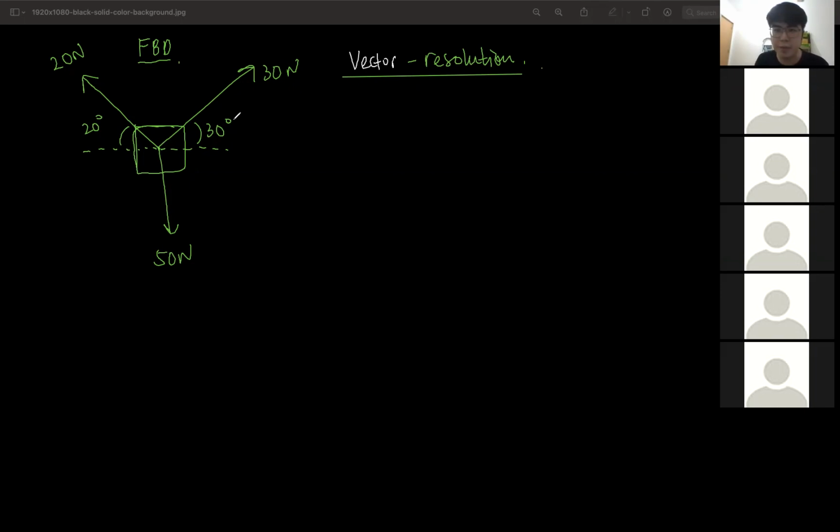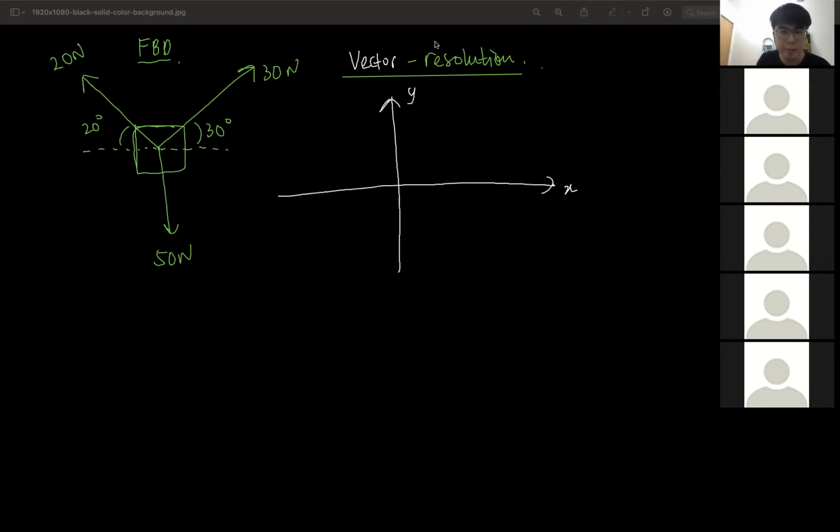Now, how do I find the resultant force? This one. First is to put it in the Cartesian plane. Here I draw my Cartesian plane, Y X.